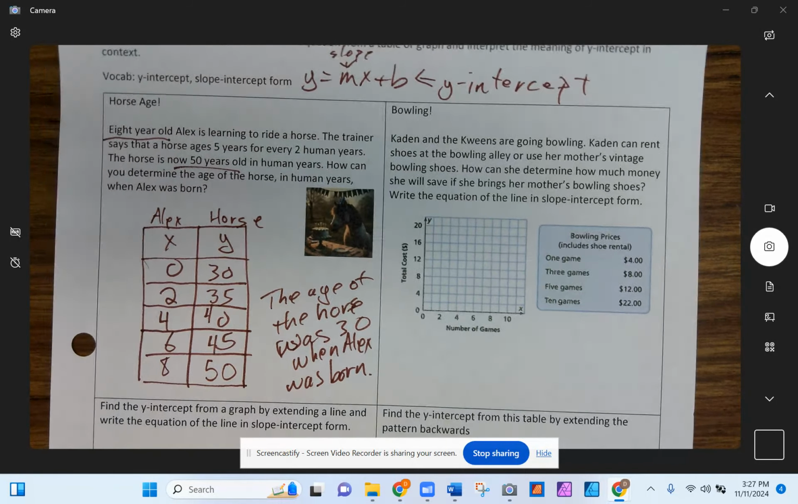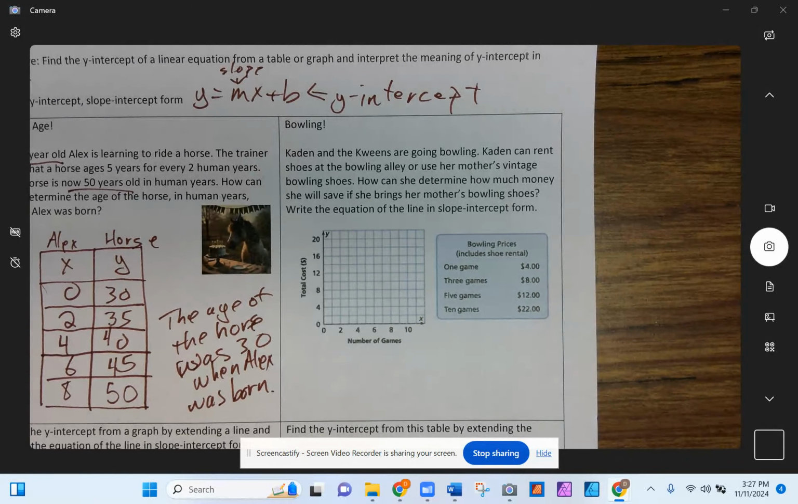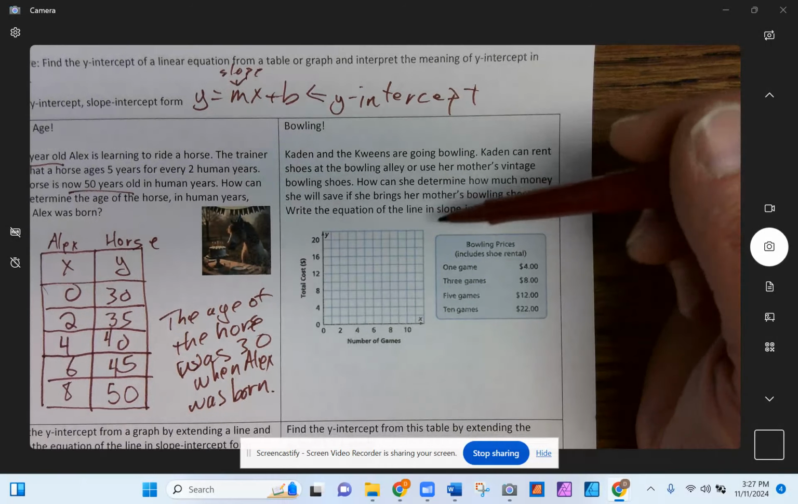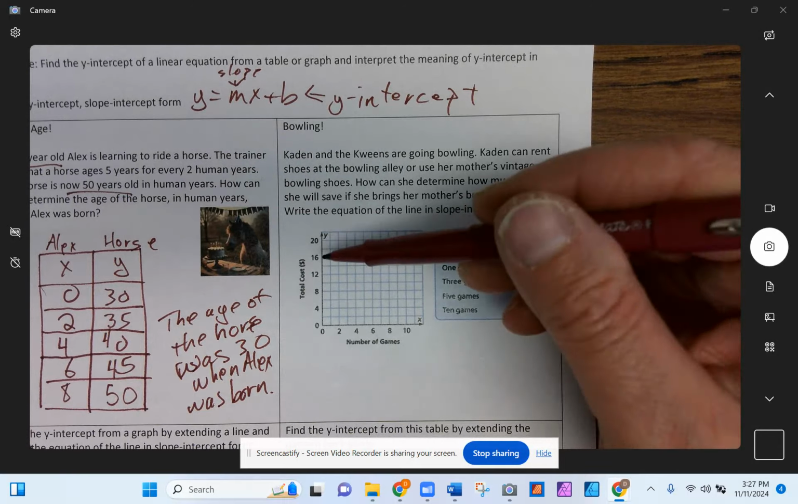moving on. Caden and the Queens are going bowling. Caden can rent shoes at the bowling alley or use her mother's vintage bowling shoes. How can she determine how much money she will save if she brings her mother's bowling shoes? Write the equation of the line in slope-intercept form. All right, so we got the prices right here. And we've got our graph right here.